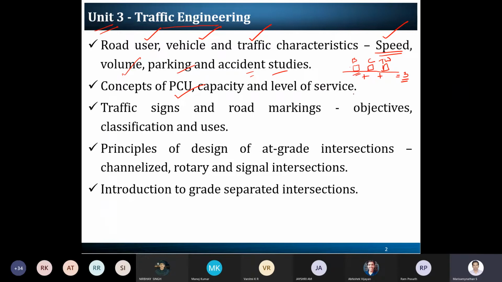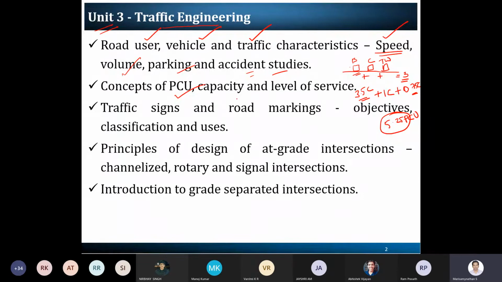For example, one bus is equal to 3.5 times a car. One car is equal to one car, and one two-wheeler is equal to 0.75 of a car. These are the conversions they have given for the bus and the two-wheeler. When we add all together, the total will be 5.25. So this is the traffic volume, given in the unit of PCU, 5.25 PCU, passenger car unit. That concept we will discuss within one or two slides.